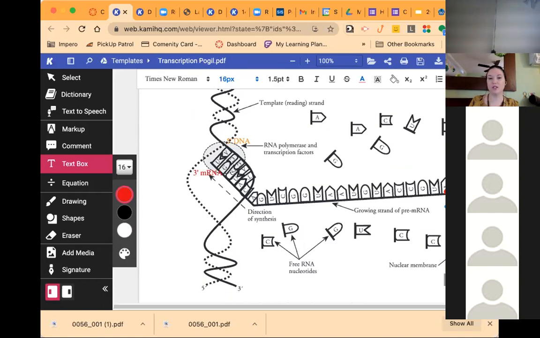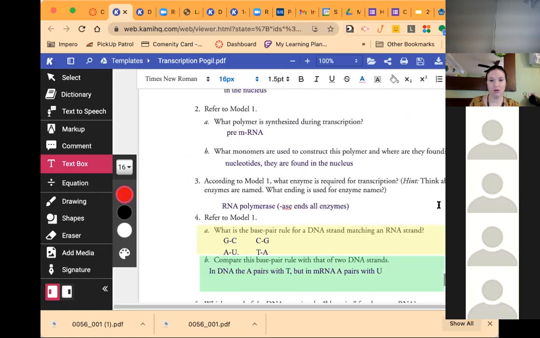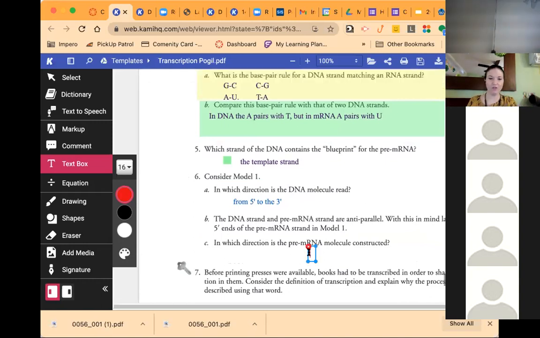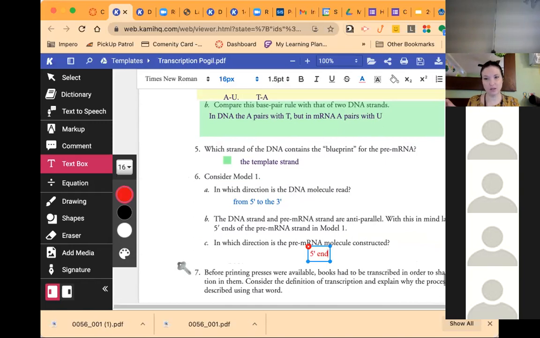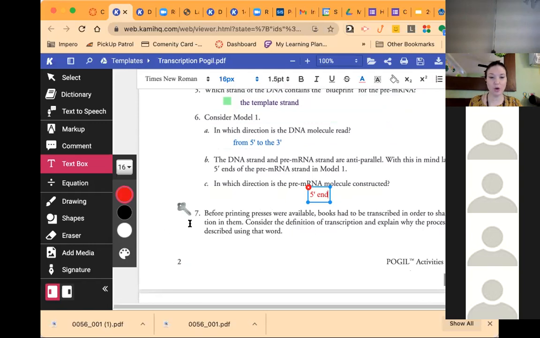So which side is made first? 5 prime. 5 prime. I give you the 5'. And guess what? This is too much detail. You don't need to know it. But it's good to reach for a little bit more concept.